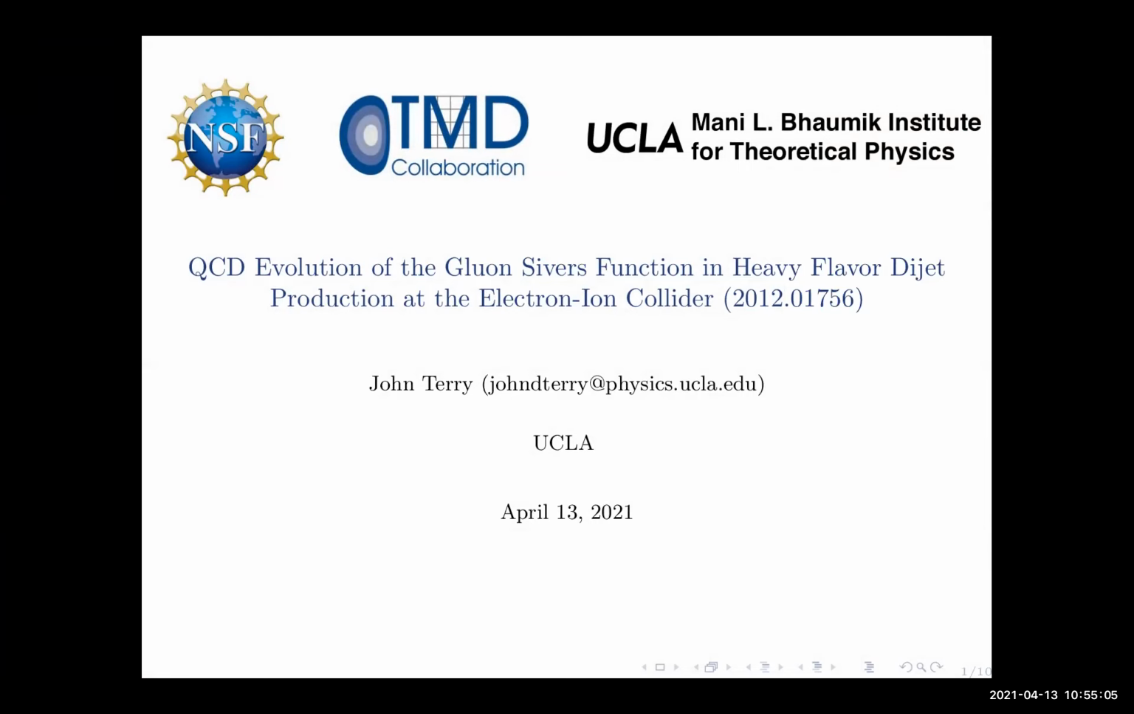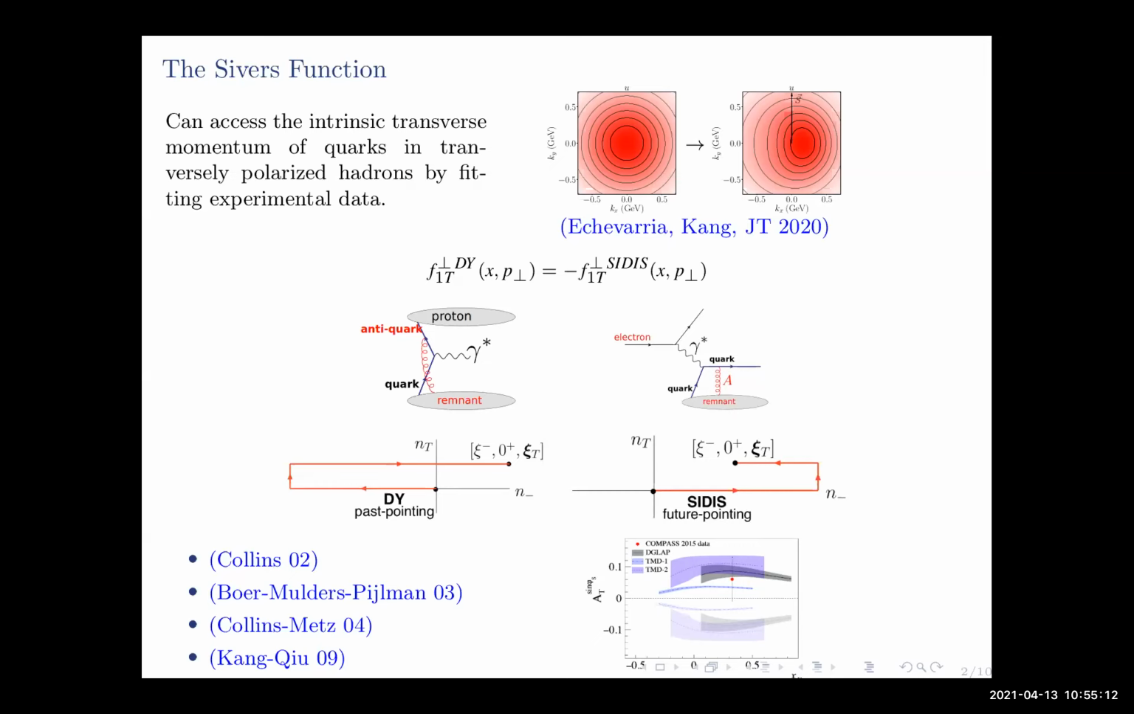So we've already seen quite a few talks on the Sivers function, but I wanted to provide some background just to give context. So the Sivers function is a TMD PDF. So it provides information about the three-dimensional structure of hadrons. Namely, it provides information about how the introduction of a transverse spin affects this three-dimensional motion of quarks and gluons.